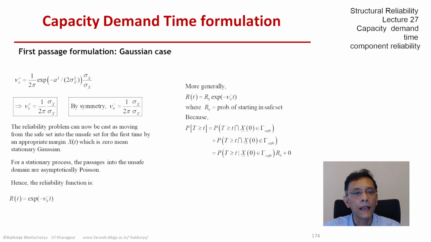Now, more generally speaking, if the process starts from the unsafe set, so obviously there is no crossing involved. For the sake of completeness, we would want to know the probability that it starts from the safe set, and we've called that R0. Then obviously we need to multiply this exponential minus nu 0 minus t with the quantity R0. But in general, R0 is 1, so we will not need to worry about that.